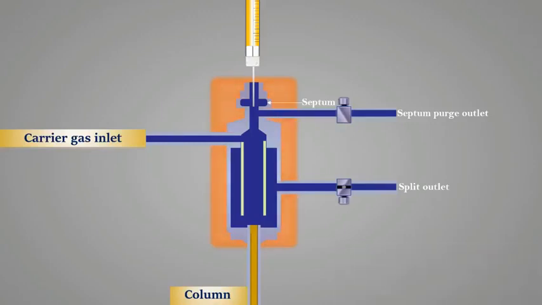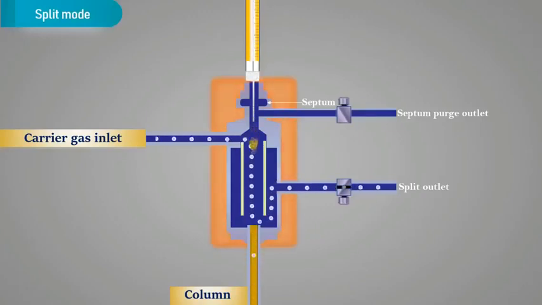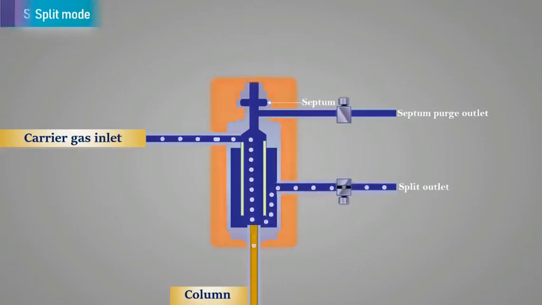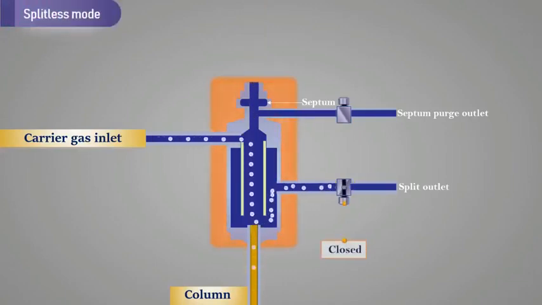The carrier gas then either sweeps the entirety, splitless mode, or a portion, split mode, of the sample into the column. In split mode, a part of the sample carrier gas mixture in the injection chamber is exhausted through the split vent. In splitless mode, all the sample carrier gas mixture in the injection chamber is transported through the column.